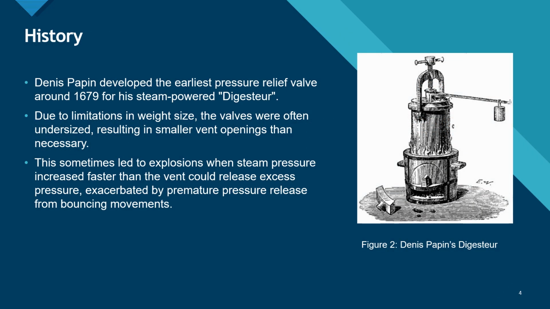So getting into the history of pressure relief devices, Denis Papin developed the earliest pressure relief valve around 1679 for a steam-powered digester. Due to the limitations in weight size, the valves were often undersized, resulting in smaller vent openings than necessary. This sometimes led to explosions when steam pressure increased faster than the vent could release excess pressure, exacerbated by premature pressure release from bouncing movements.